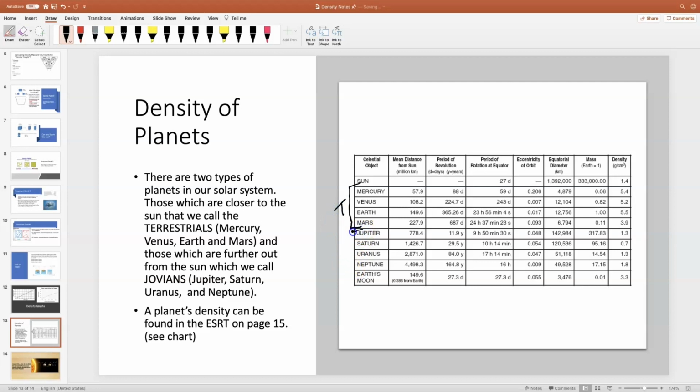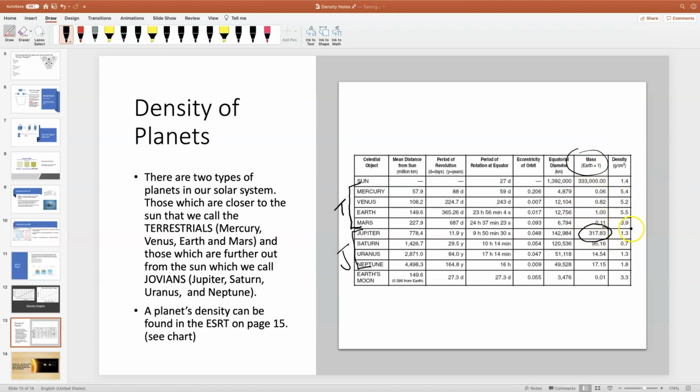Your second grouping of planets starts with Jupiter and goes through Neptune. The second group we call the Jovians. Jovian meaning that they are made up of gas. They are giant planets. If you look at the masses, they are huge numbers for their mass as compared to our inner terrestrial planets.